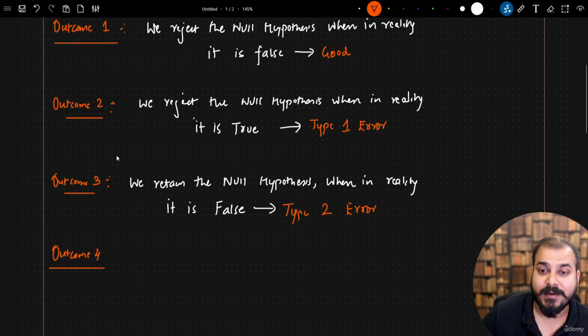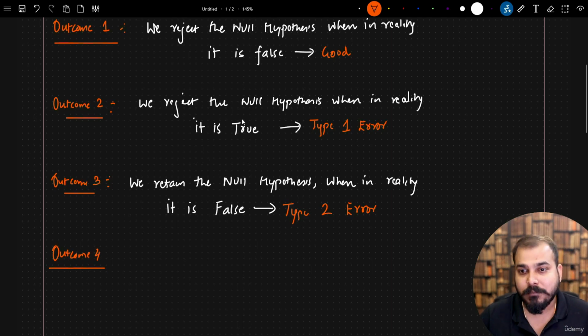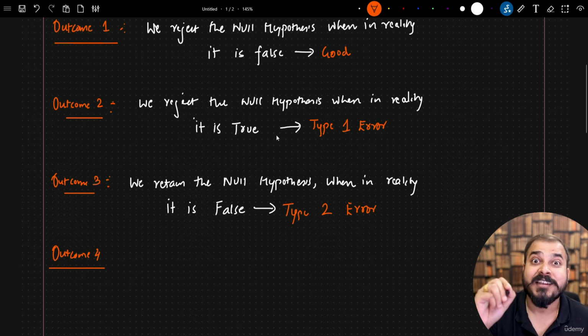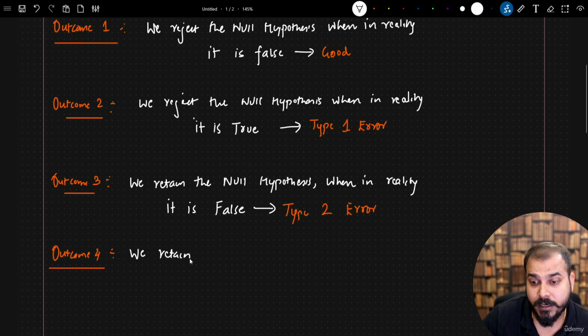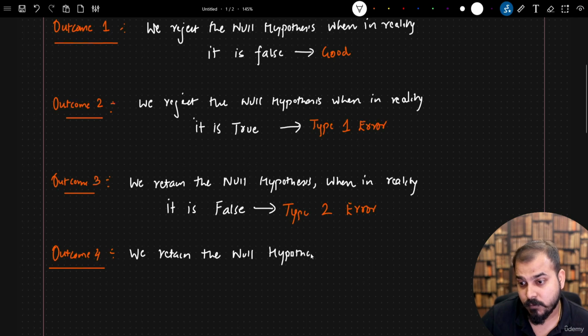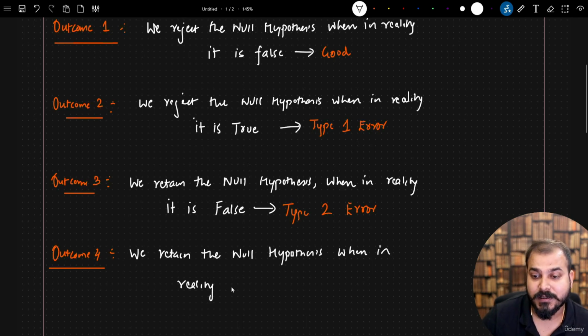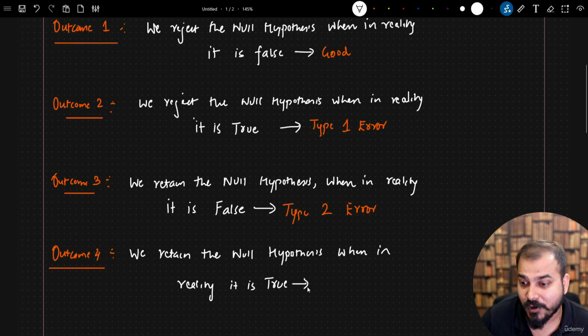I'm also going to repeat outcome 2, guys, because I made one writing mistake. We reject the null hypothesis when in reality it is true. In reality it is true, but we are rejecting the null hypothesis. For this kind of error, we say it is a type 1 error. Now in outcome 4, we retain the null hypothesis when in reality it is true. So this is correct, right? In reality, it is true, and from our hypothesis testing, we have accepted the null hypothesis. So this is also a good scenario, a correct scenario in short.